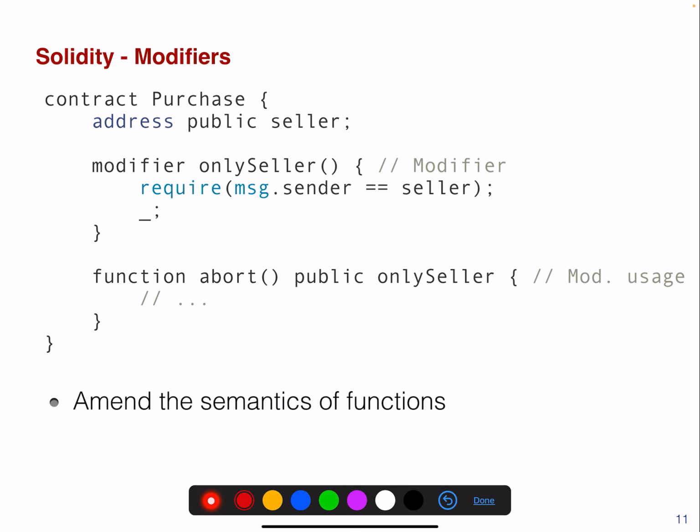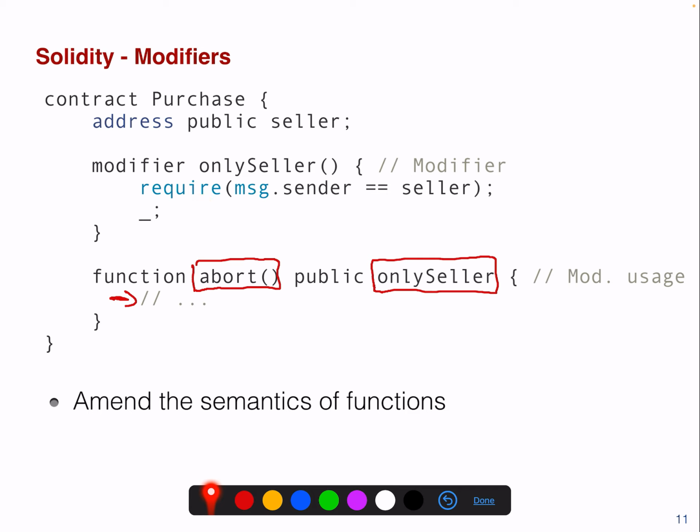Now we come to modifiers. Modifiers are quite important. So modifiers are being used if you have a function, let's say the function abort, and you want this function to be only accessible, for example, to a seller. Then you can use a so-called modifier. A modifier is basically a security check or an access control check that is always executed before the actual function gets executed. And as you can see, it looks quite straightforward.